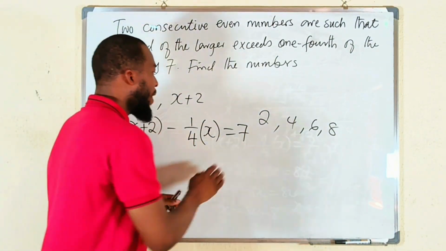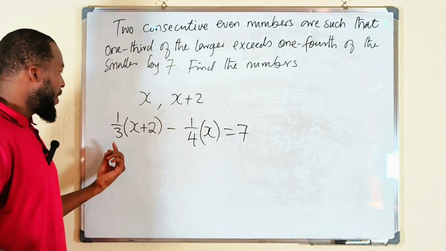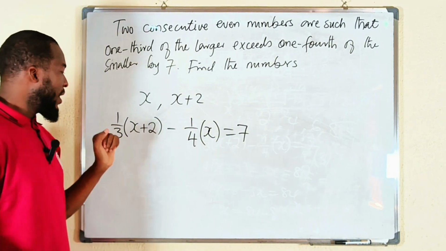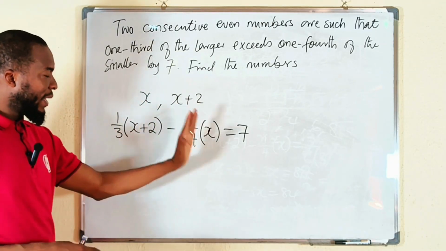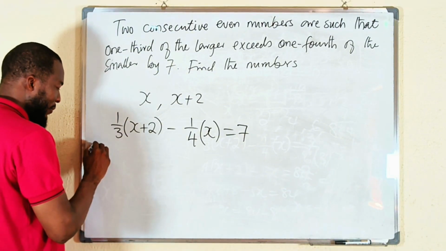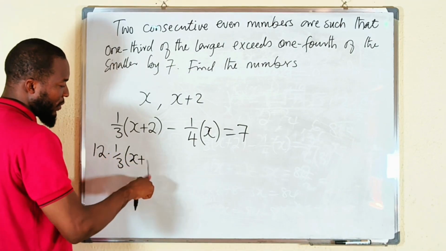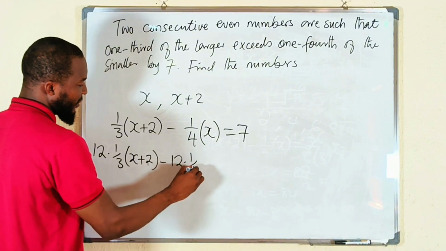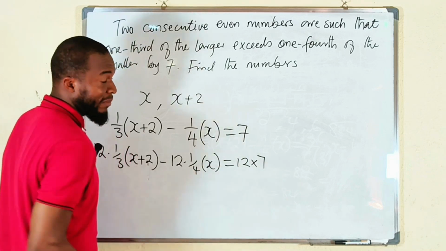So let's solve. Personally, I like clearing fractions in an equation. And how do we clear them? You take the LCM of the denominators 3 and 4, and you multiply across. The LCM of 3 and 4 is 12. So let us multiply all of this by 12. We have 12 times 1/3 of (x plus 2) minus 12 times 1/4 times x equals 12 times 7.